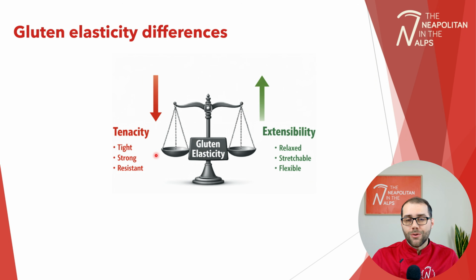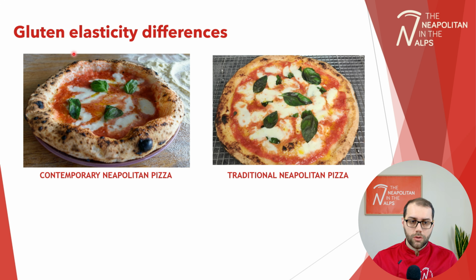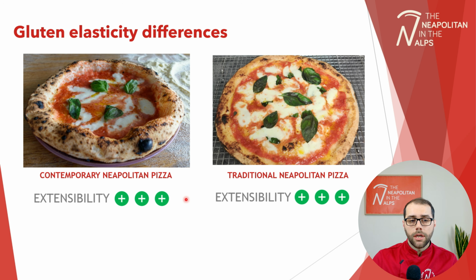As we saw earlier, there is a big visual difference in crust size between the contemporary and the traditional Neapolitan pizza, and that difference is exactly linked to this gluten elasticity. So in reality, how does this gluten elasticity change between the two pizzas? When it comes to extensibility, contemporary and traditional Neapolitan pizza are basically the same. They want to be easy to work with during stretching, so the gluten has to show great extensibility. Here I'm giving a score of 3 out of 3.